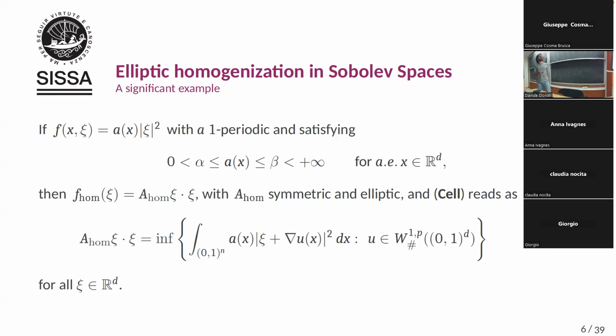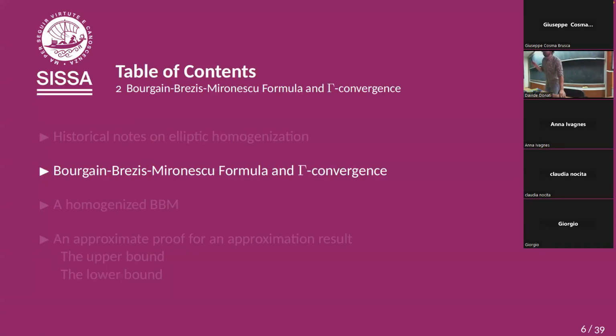quadratic form. And the matrix defining this quadratic form is going to be symmetric, it's going to be elliptic. And in addition, the formula that we had before specializes to this one right here. Good. This was the first result that sort of inspired our work.